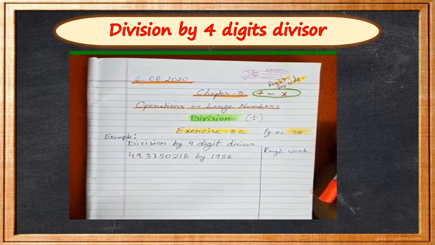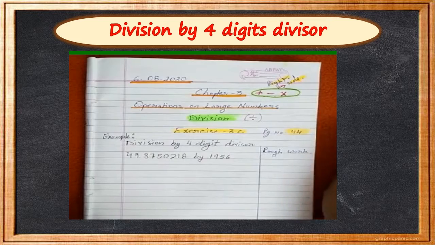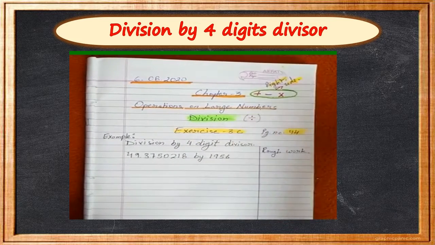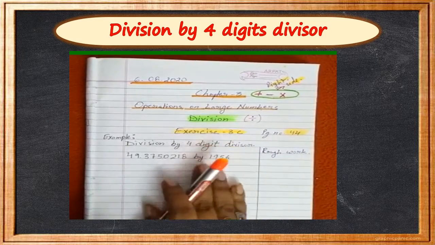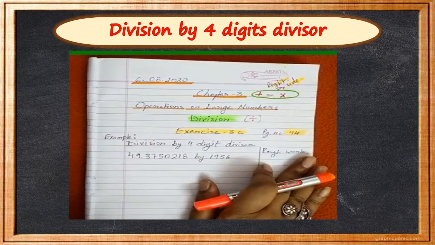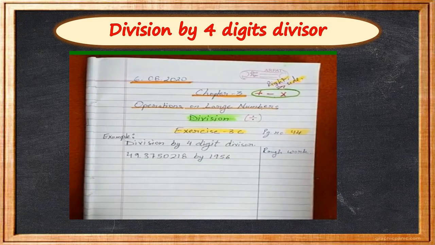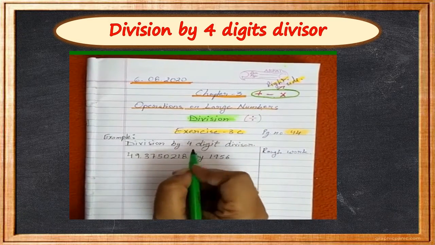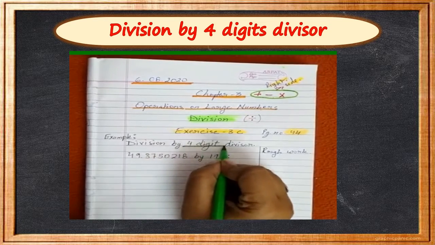Yes, children. And your exercise 3C, which is given on page number 44, is based on division by long division method only. Is it clear, children? So, what will be our division sum, children? What will be our division sum? So, first, remember, we are going to do division on large numbers by using 4-digit divisor.